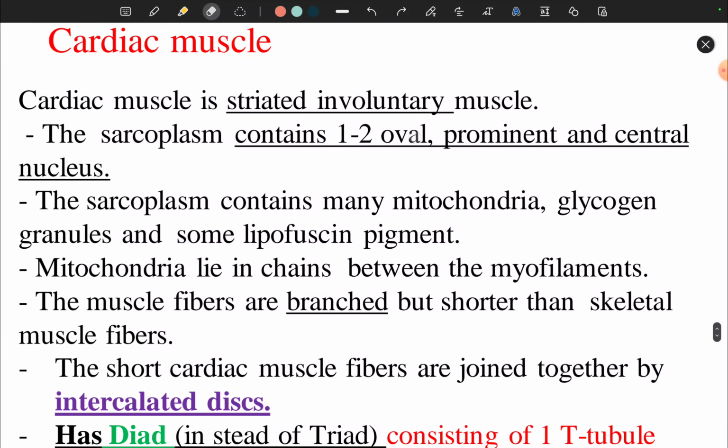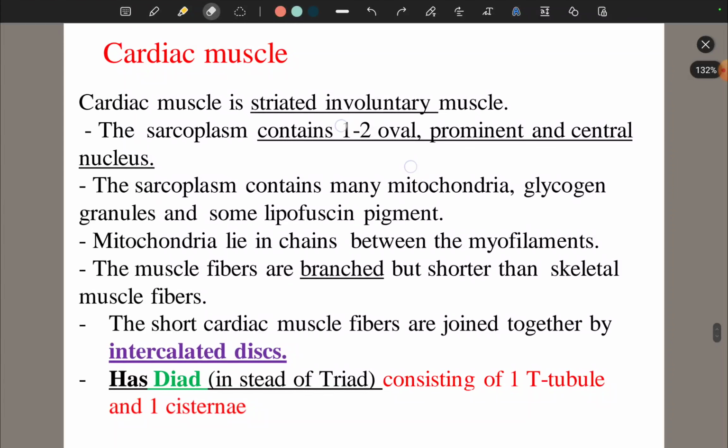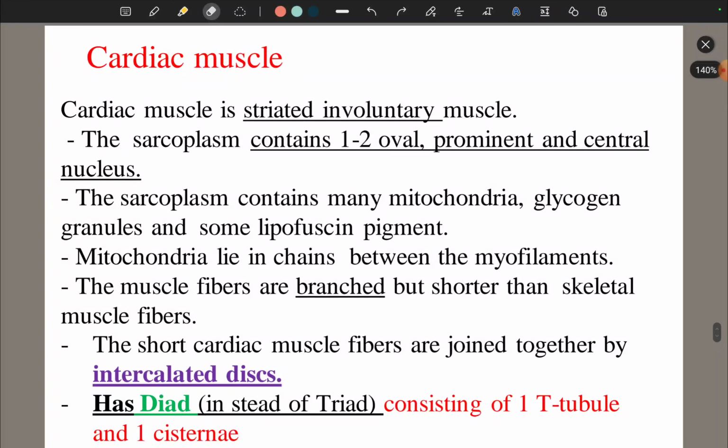The second type of muscle is cardiac. It's also striated but involuntary. It's not under your control. It contracts and relaxes spontaneously. Usually, the sarcoplasm contains a single nucleus, but some of the cells contain 1 to 2 oval, prominent, central nuclei. The sarcoplasm contains many mitochondria.